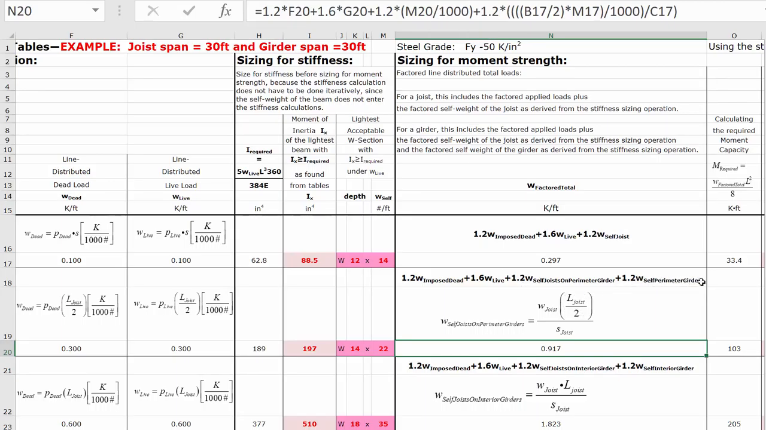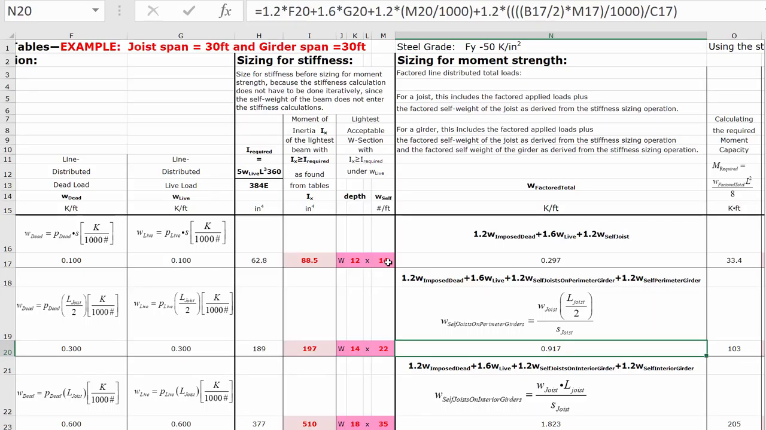But this is basically the calculation we're doing, where we're saying it's M20, which is this cell right here. That was the calculated required self weight for this perimeter girder or single loaded girder based on the stiffness sizing procedure. So we divide that by 1,000 to get it in kips per foot, and then we multiply it by our classic dead load self-load factor of 1.2. Then we have 1.2, and now we're calculating the load effect of the joist.